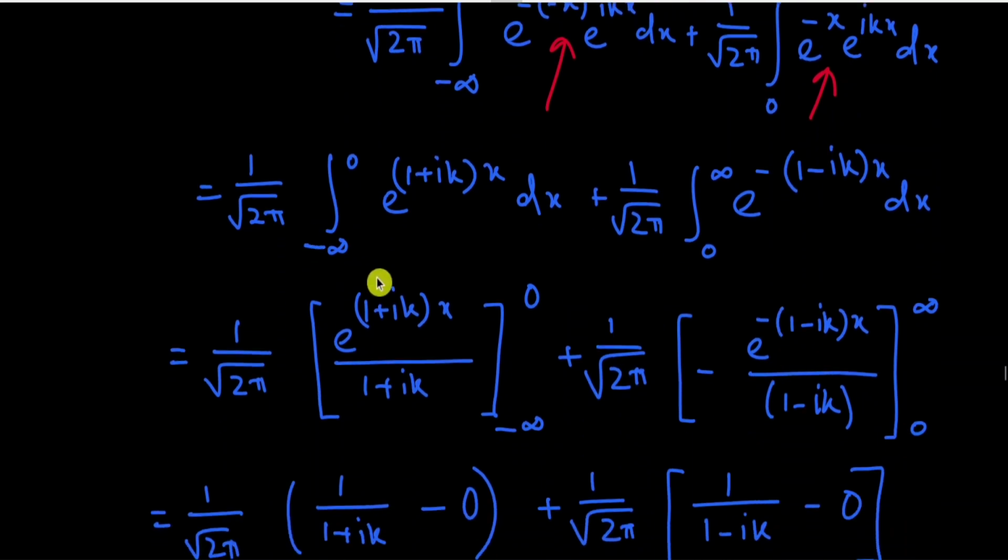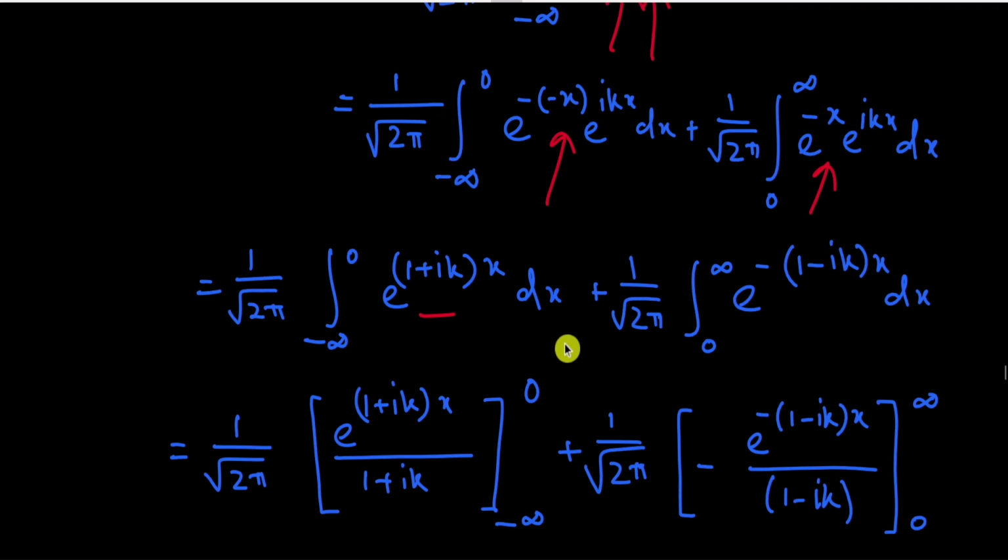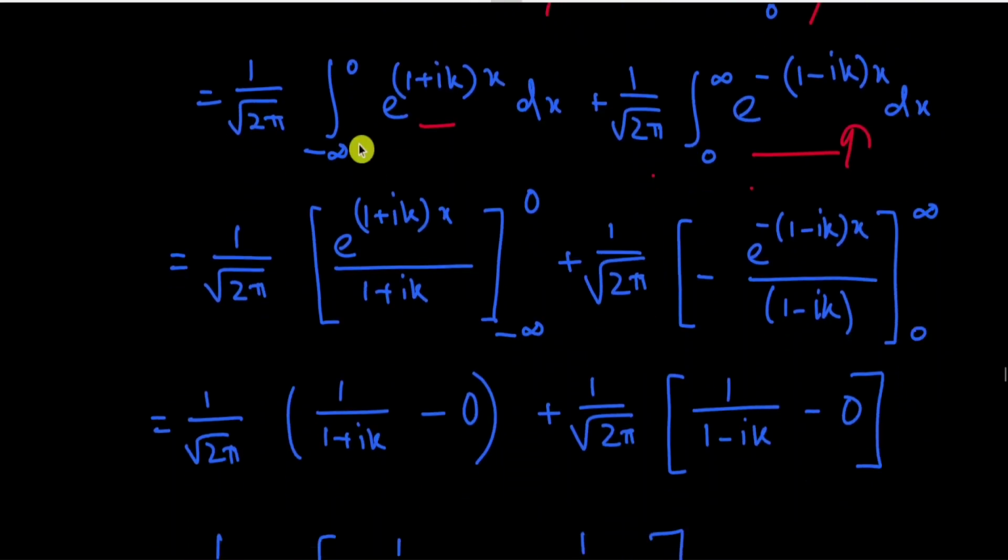So this is equal to 1 by root 2 pi, integration from minus infinity to 0 of e to the power (1 plus ik) x dx, plus 1 by root 2 pi, integration from 0 to infinity of e to the power minus (1 minus ik) x dx. If we integrate these two functions, we get e to the power (1 plus ik) x by (1 plus ik) from minus infinity to 0, and minus e to the power minus (1 minus ik) x by (1 minus ik).